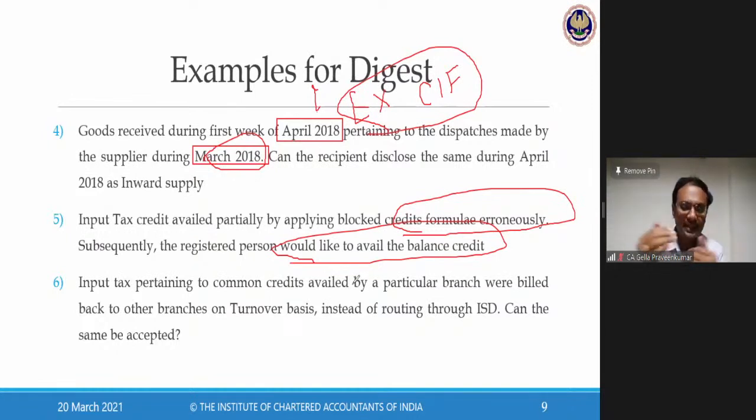Now, there is a matching concept of 1-to-1. I have reversed more than what I have to reverse. What does the law say? What does my return say? Now, there is something called rectification of returns. Revision is not possible. Rectification is possible.